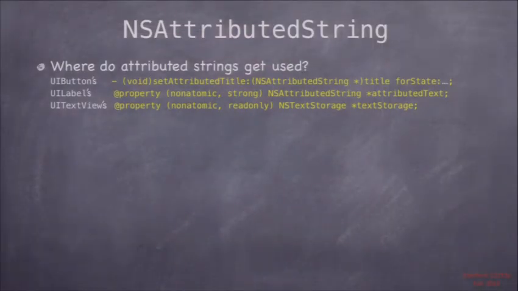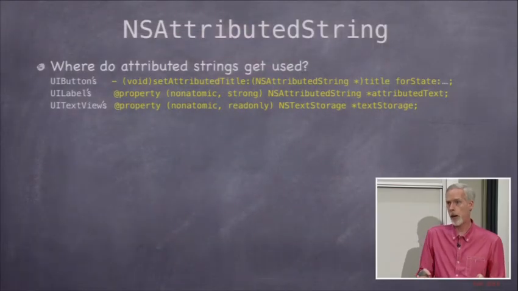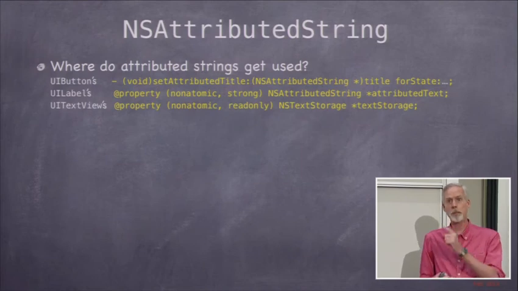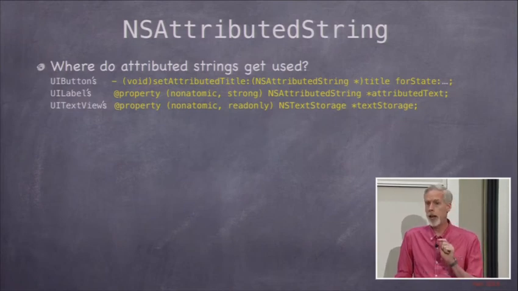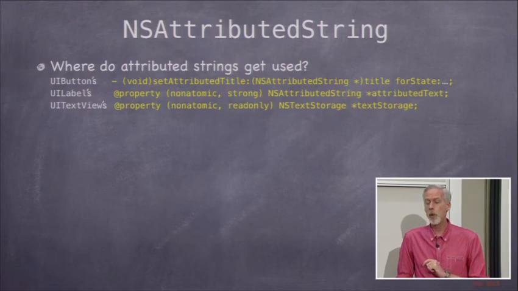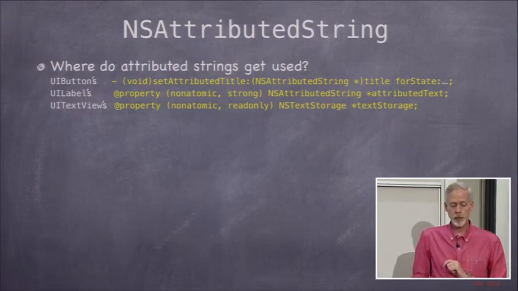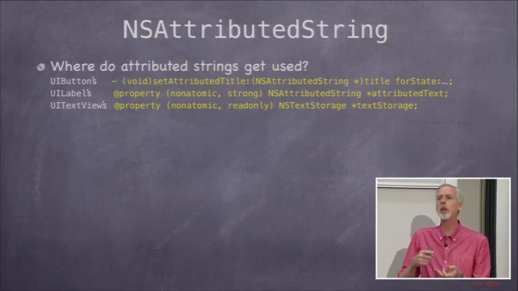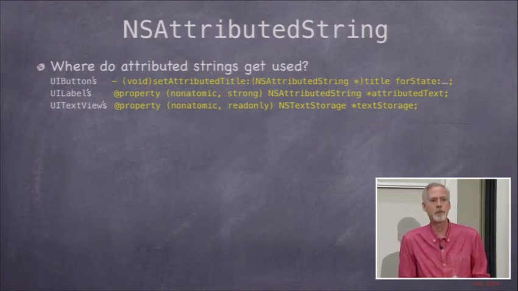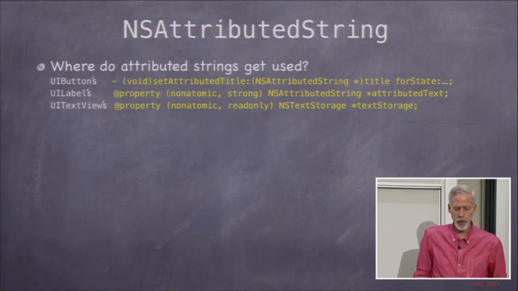Well, I can use it in a button. I can set the title of a button to be an attributed string. That might be useful for your homework. We can create a UILabel that has an attributed string, and a very important class, which I'm probably going to talk about next time, which is UITextView. UITextView is like a UILabel, but it's editable, selectable, scrollable, etc. Okay, so let's talk about button.